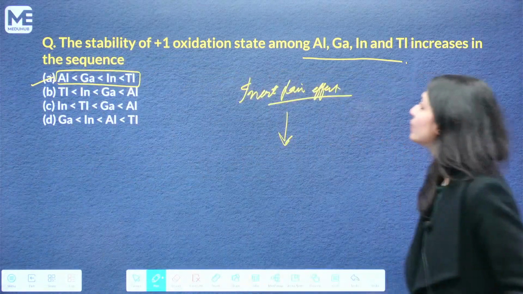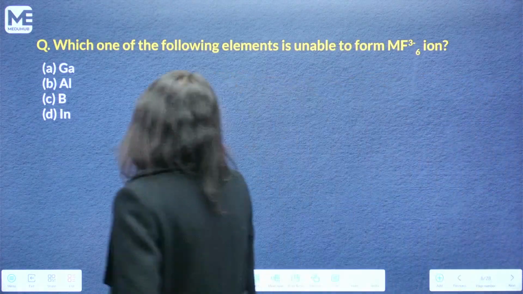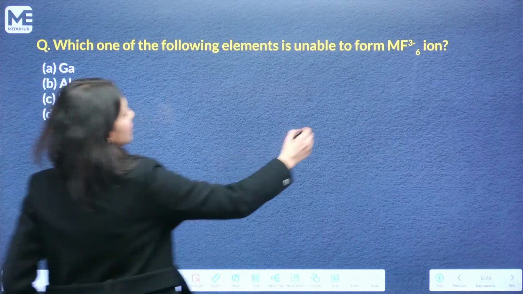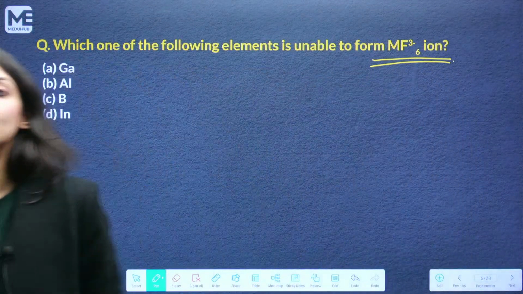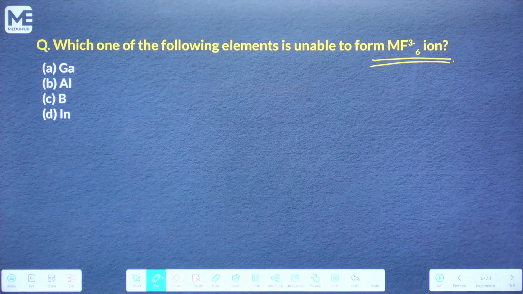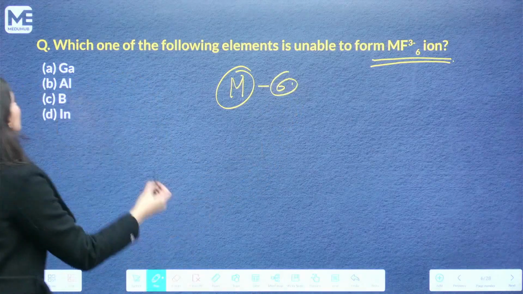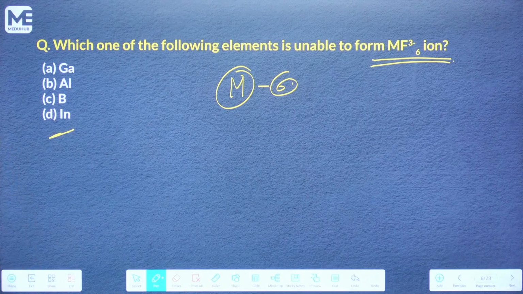Good, good. Moving on. All right. Which one of the following elements is unable to form MF6 3- ion? It's again very interesting. We already discussed it in the class. Can you try? So the covalency of the element here is 6. Out of gallium, aluminium, boron and indium, which one cannot expand its covalency? Which one has an anomalous behavior?